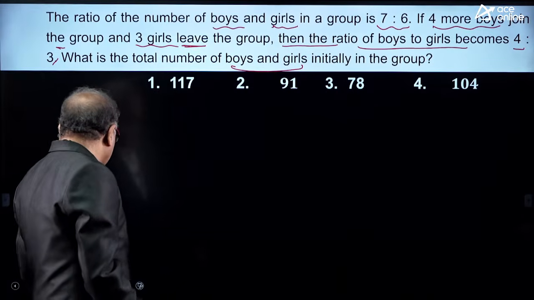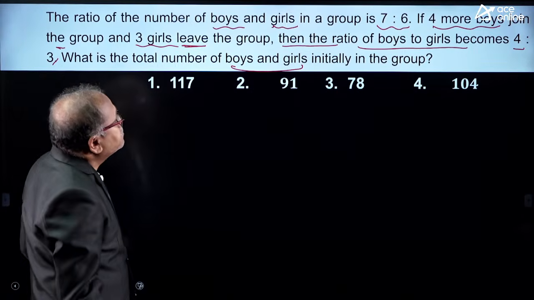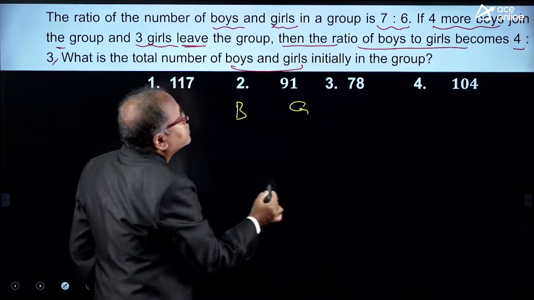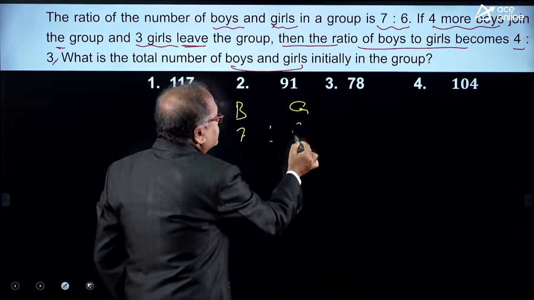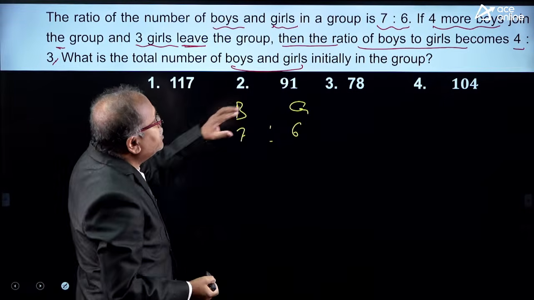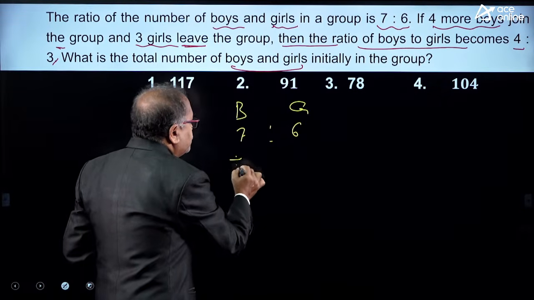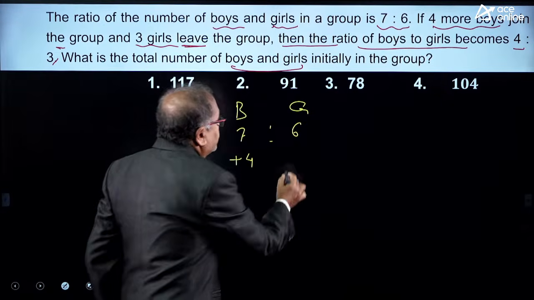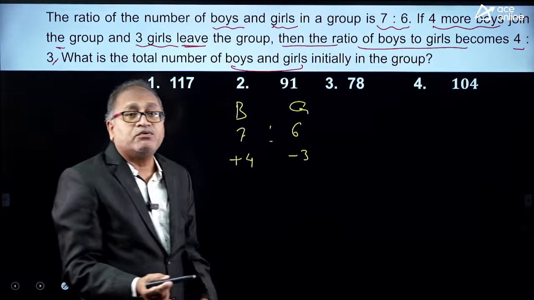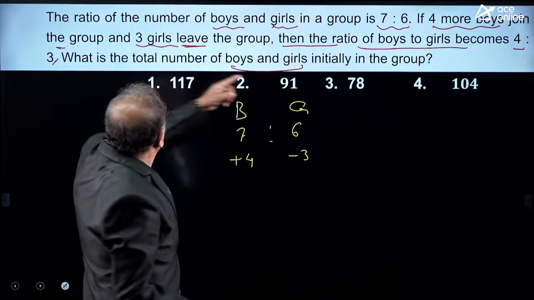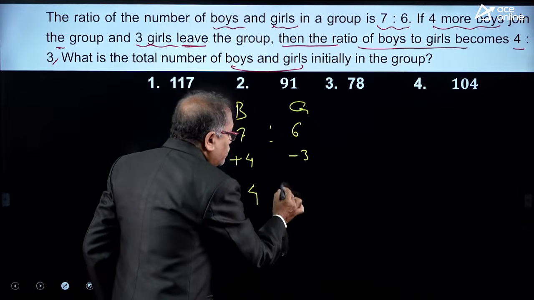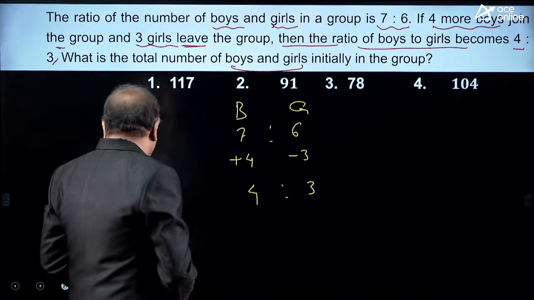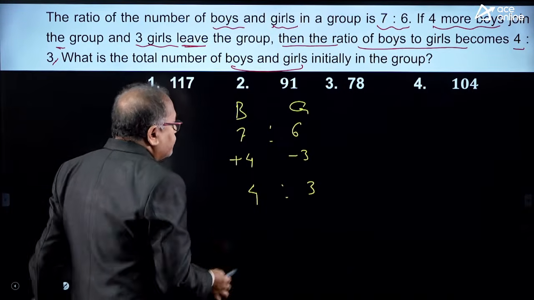Okay, I will start this question here. Boys, girls: now 7:6. What happened about boys? 4 more boys have joined, so +4. What happened about girls? 3 girls have left, -3. And what did the ratio become? The ratio is 4:3. So I copied the question information. I did not do anything from my mind.